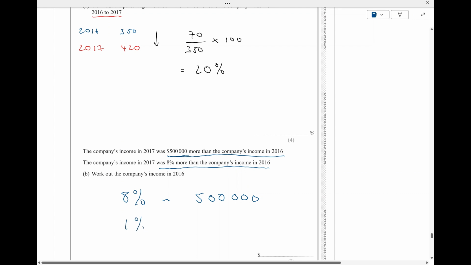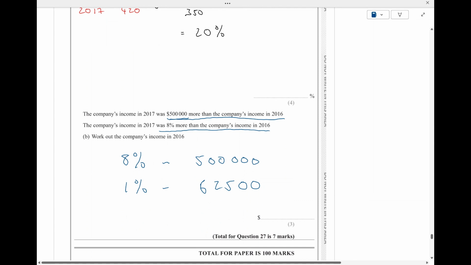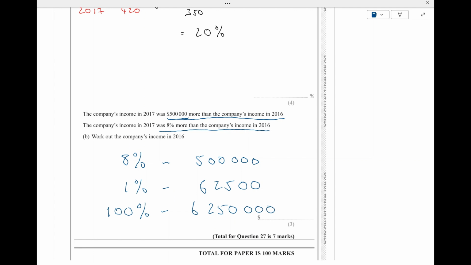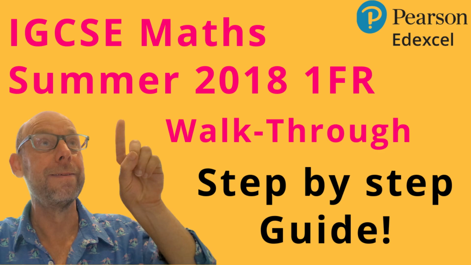You can work out 1% by dividing 500,000 by 8. 1% is 62,500. So that's 1% of the company's income in 2016. So now you can work out the whole of the company's income in 2016 by multiplying that 1% by 100. And you get 6,250,000. That's my answer for the final question. And that's the end of question 27.